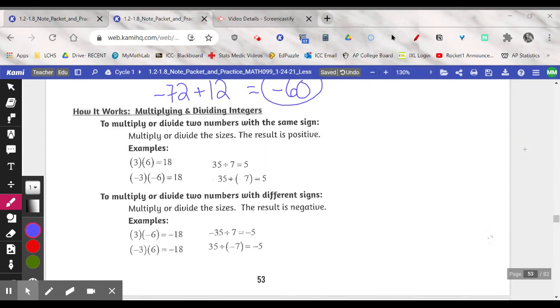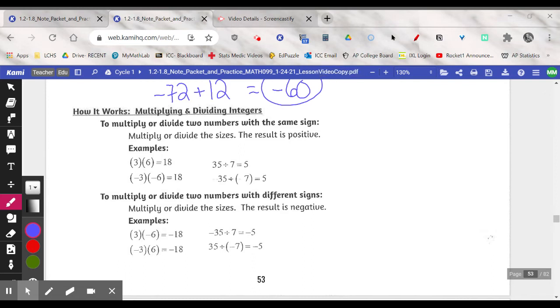For the next part, we're going to be looking at multiplying and dividing integers. All right, so you may have been thinking when we were doing the adding and subtracting, well, I remembered in school that a negative and a negative make a positive. Yes, for multiplication and division. So you were remembering the rules for multiplication and division.